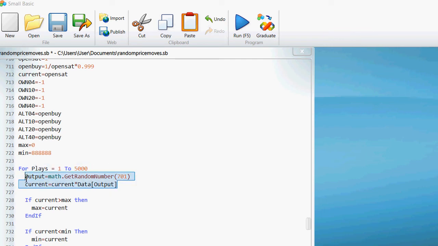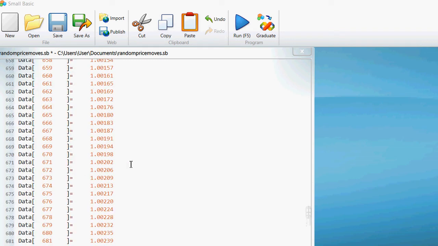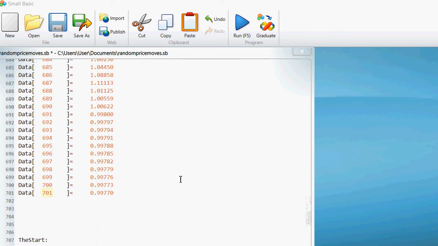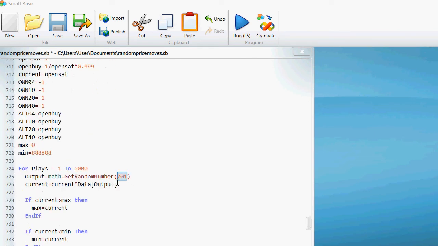So we're going to do it 5,000 times. Output equals Math.GetRandomNumber(701). So it's going to get a random number up to 701. That's the number that I'm going to use from the data earlier to decide the percentage moves. Therefore current is equal to current multiplied by the data output. It's set to be either 1.0-something or 0.99-something. So it's going to do the percentage change there.